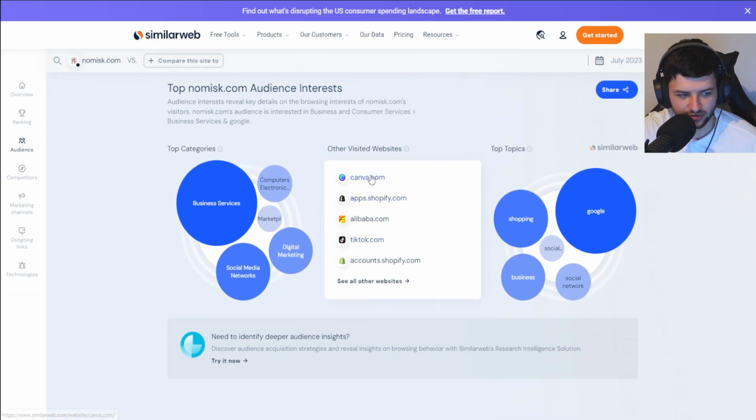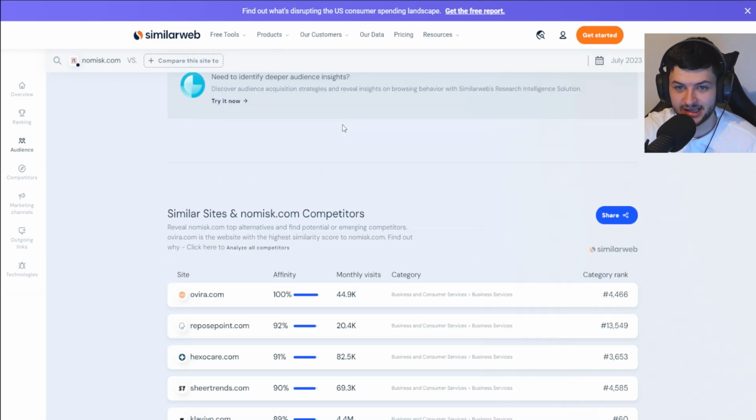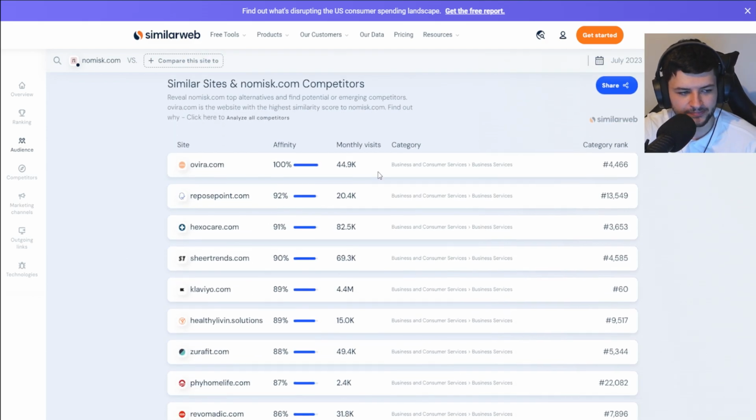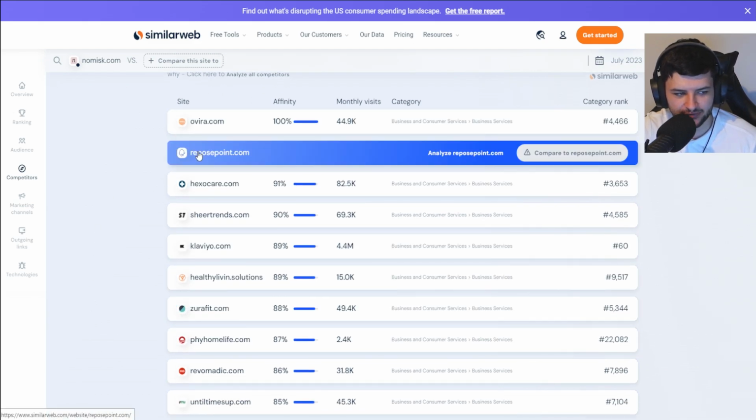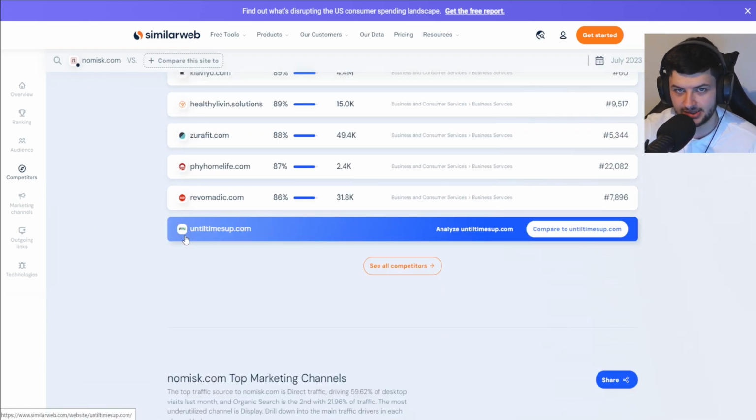So you can see they visited other websites like TikTok, Shopify, Alibaba. So a lot of the people visiting them are obviously competitors trying to copy them. And you can have a look at similar sites too. Using this is particularly good because we can have a look at similar sites, which maybe are other competitors we can spy on too. So that's why this website is quite good.